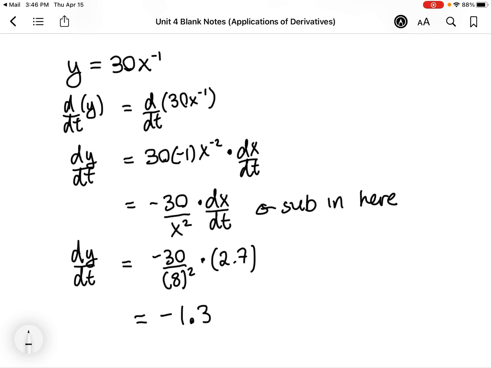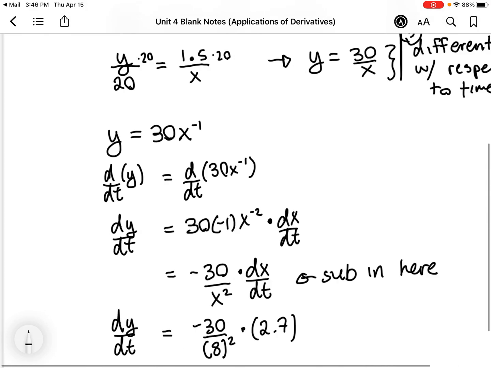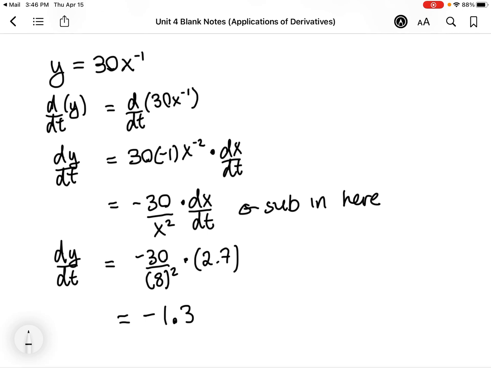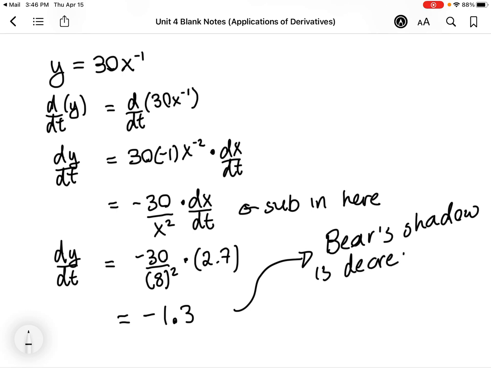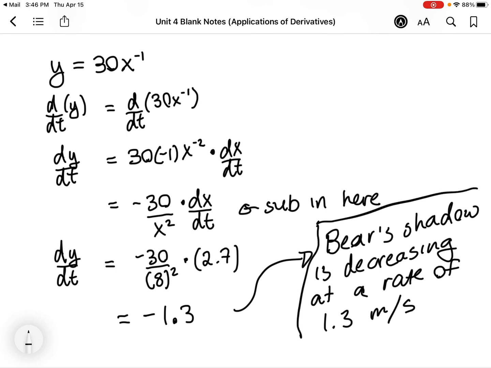Okay, so what does that tell you? The rate of the change of the bear's shadow is negative 1.3, and I think it's meters per second. Yes, so the bear's shadow is decreasing at a rate of 1.3 meters per second, right? The negative sign implies that we are decreasing.